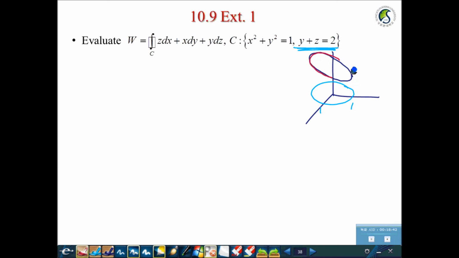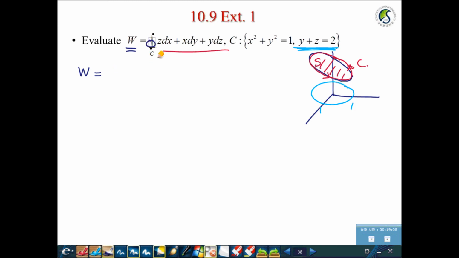So that's S, this area, and that's C, the curve C. That's the surface, and we have a lot of vector fields around it. That's what it is, and we're going to calculate the work. This is work, mechanical work.